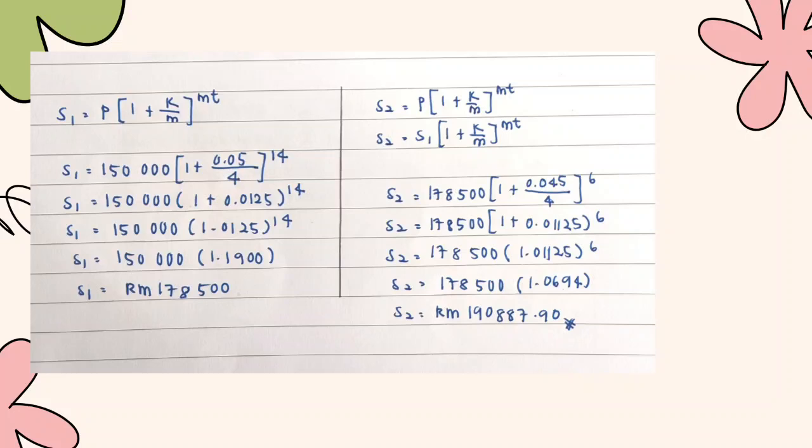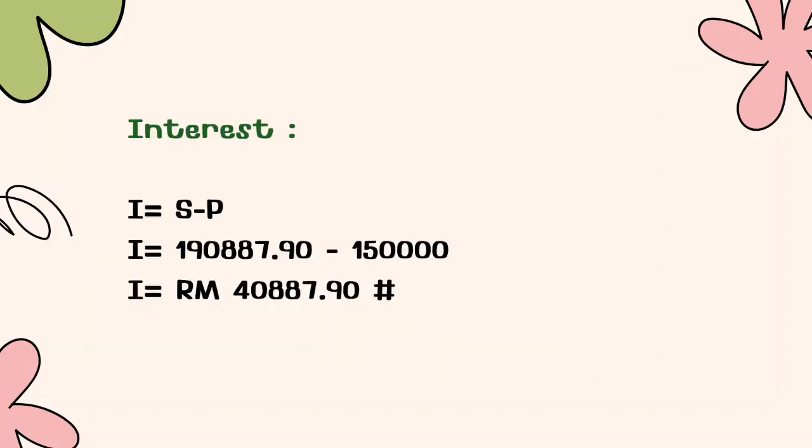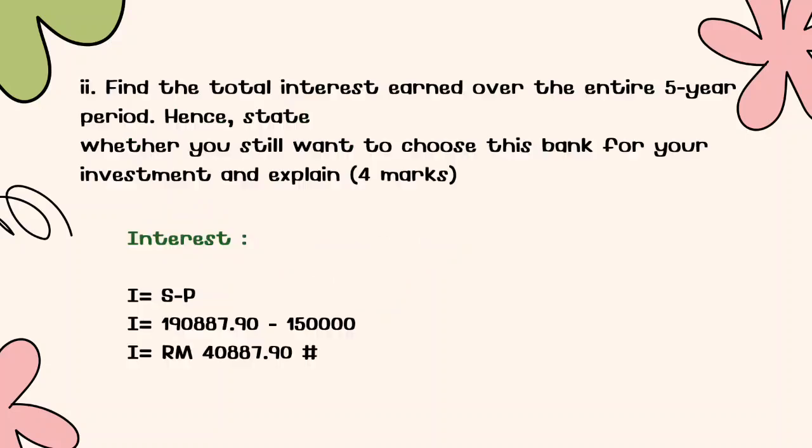190,887 ringgit 90 cent. And then the interest is 190,887.90 minus 150,000, and the final answer is 40,887 ringgit 90 cent.